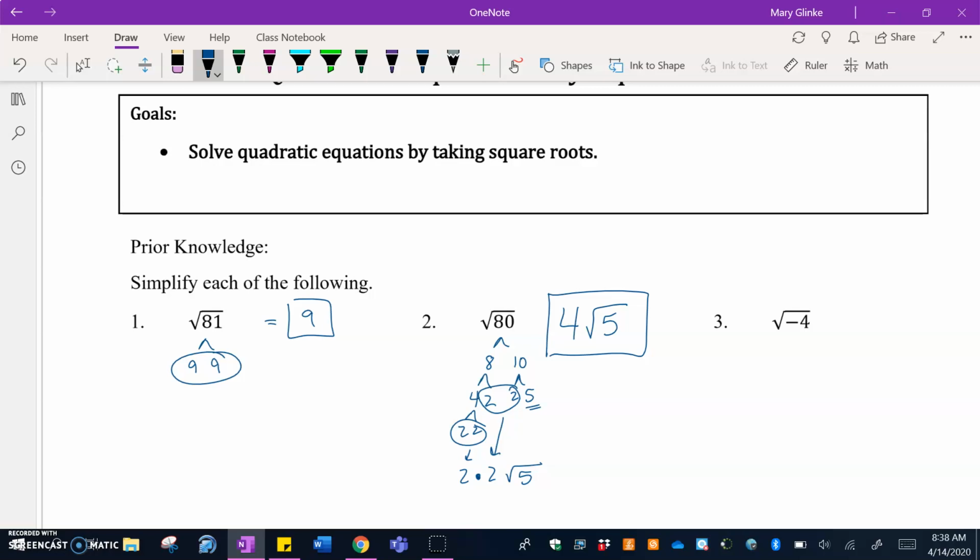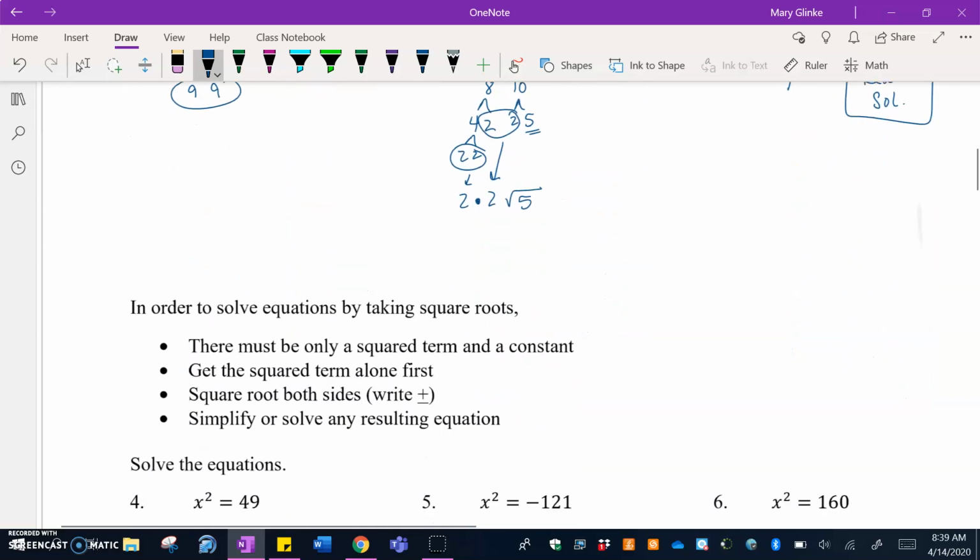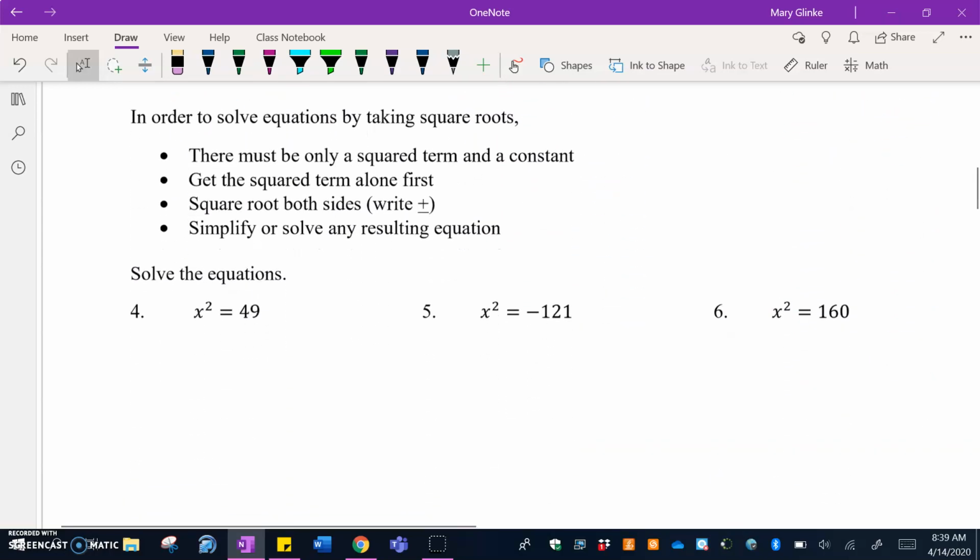For number 3, the square root of negative 4, well, the problem is this negative, because what times itself gives you a negative number? So right now, for the square root of negative 4, we're going to say we can't do this. This is no real solution. Okay, so we're going to be relying on this in order to solve quadratic equations by taking square roots.